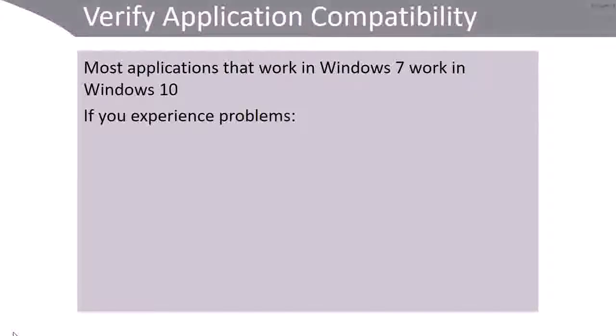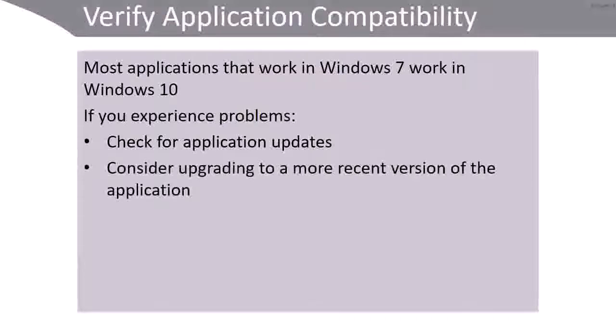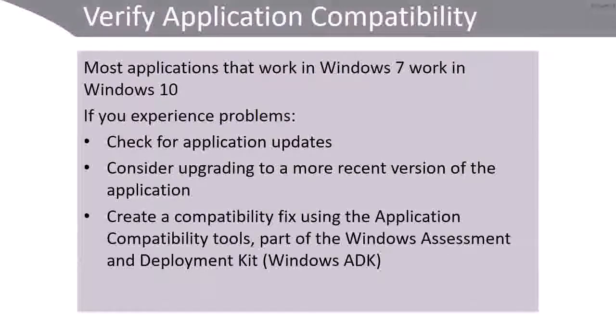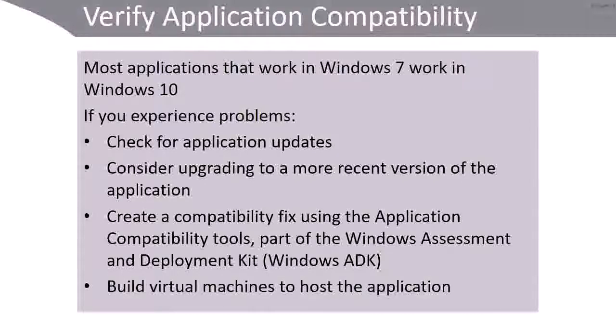The next thing on the checklist is to verify application compatibility. Now, most applications that work in Windows 7 will also work in Windows 10. But if you experience problems, check for application updates. Consider upgrading to a more recent version of the application. Create a compatibility fix using the application compatibility tools. These are part of the Windows Assessment and Deployment Toolkit. Alternatively, build virtual machines to host the application.